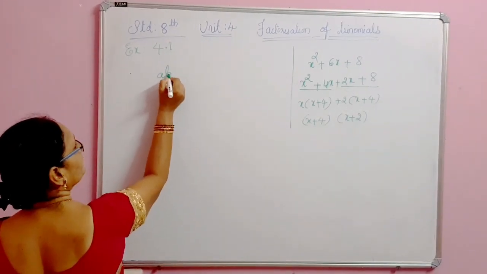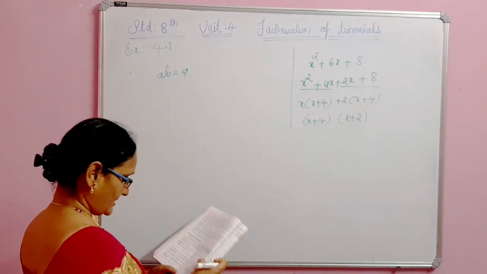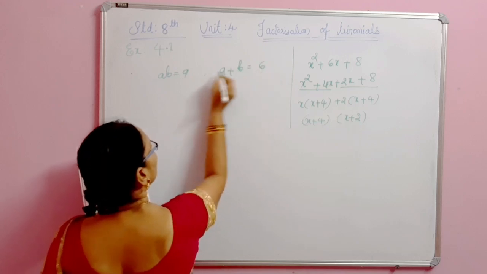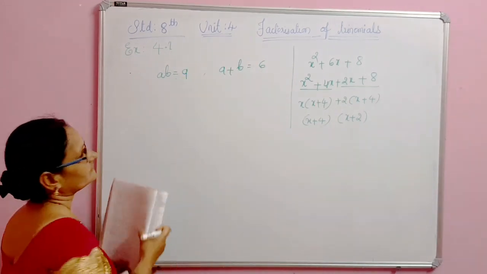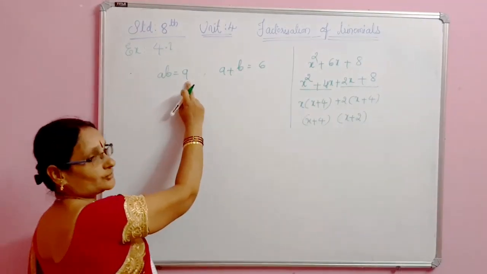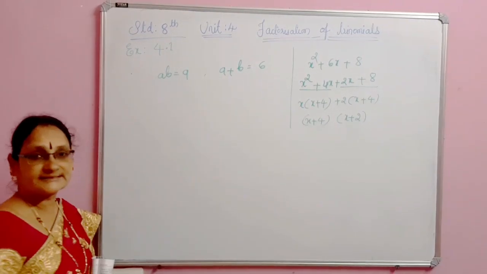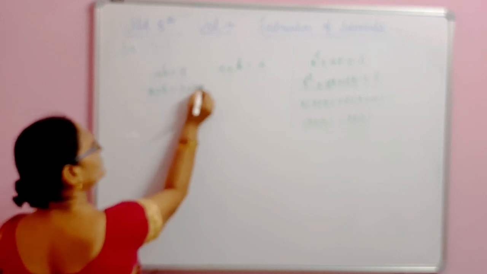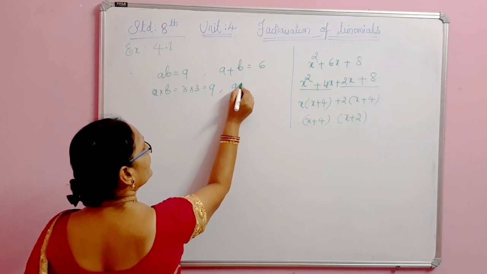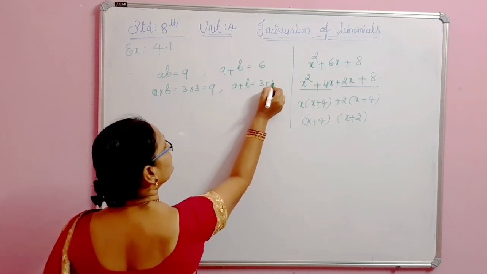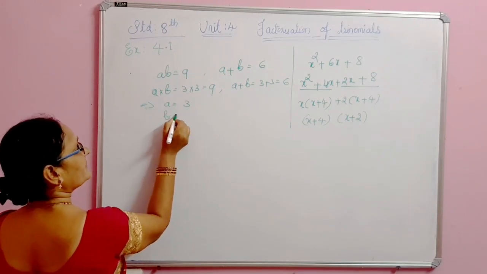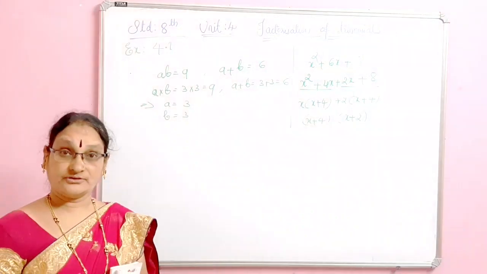See, one example I will take. ab equal to 9, a plus b equal to 6. Find a and b. On multiplication we have to get 9, on addition we have to get 6. 3 and 3. See here, a into b is equal to 3 into 3, which is equal to 9. a plus b is equal to 3 plus 3, which is equal to 6. This implies that a equal to 3 and b equal to 3.